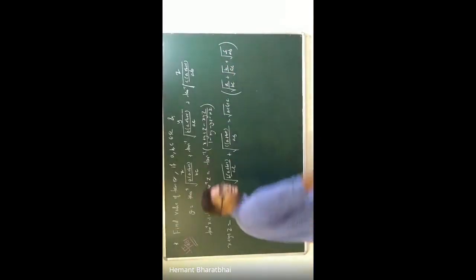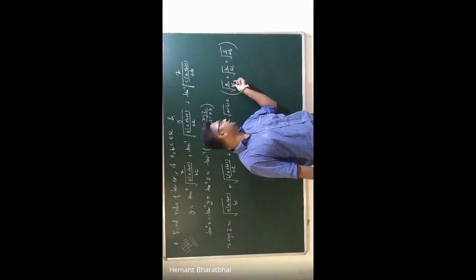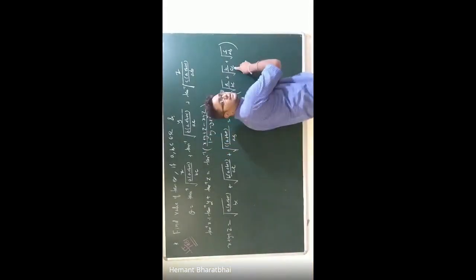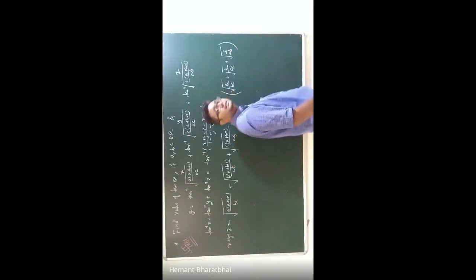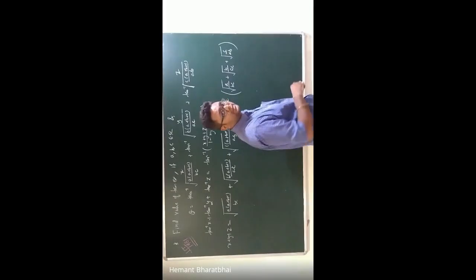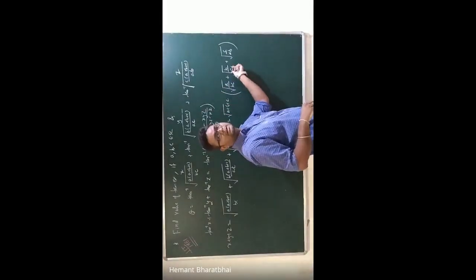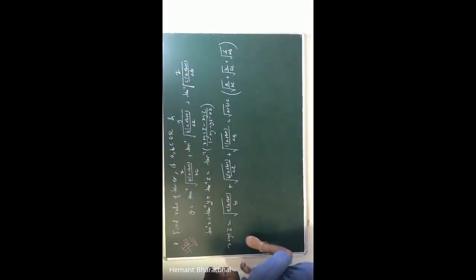If we see over here, everywhere only one term is missing. If I here multiply and divide by a, I'll get abc. Here if I multiply and divide by b, I'll get abc. Here if I multiply and divide by c, I'll get abc. So then the denominator will become same. So I'm going to multiply and divide here by a, here by b, and here by c. So then I'll get this value of x plus y plus z.